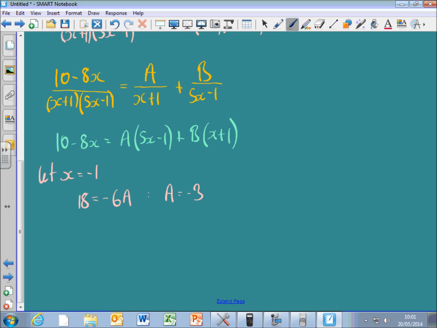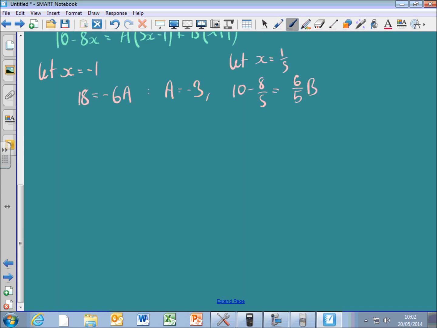And then this time let x equal 1/5, and if I let x equal 1/5, then on this side I'm going to get 10 minus 8/5, and that's going to be equal to, well, when I let x equal 1/5 in this first term, that's going to go, and so I'm just going to get 1 plus 1/5, which is going to be 6/5 of b on the right hand side.